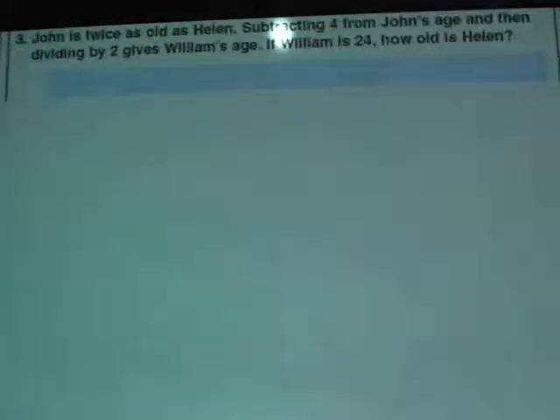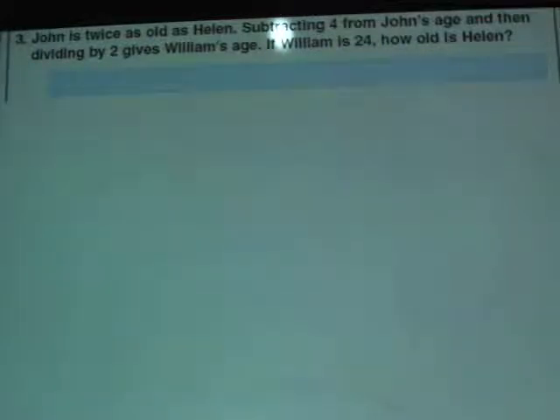All right, finally we'll take a look at a story problem very similar to the earlier one. It says John is twice as old as Helen. Subtracting 4 from John's age and then dividing by 2 gives William's age. Then we're told William is also 24. So we have 2 pieces of information about William. That's where our equation is going to come up because we have 2 things that are going to be the same. And they want to know how old Helen is.